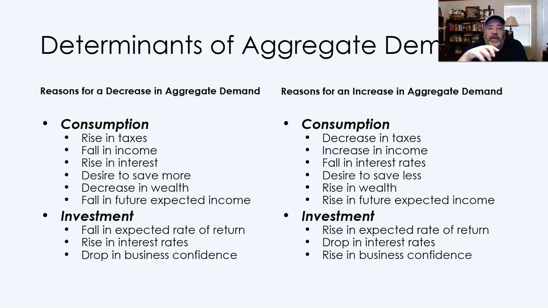So what are some things that we can do to reduce consumer spending, which is going to decrease aggregate demand? Okay, we could raise taxes. If we raise taxes, that's less money consumers have to spend.